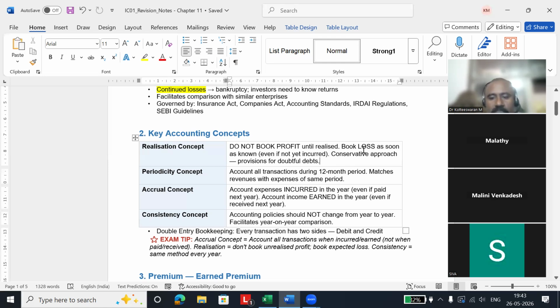So losses, claims like this: when we see that a claim is going to happen itself, we are going to reduce that amount from our accounting.